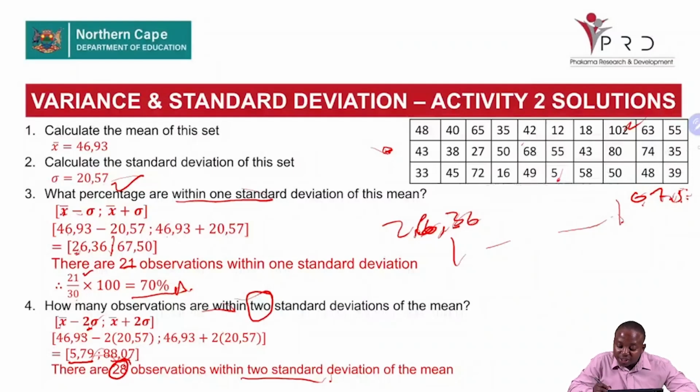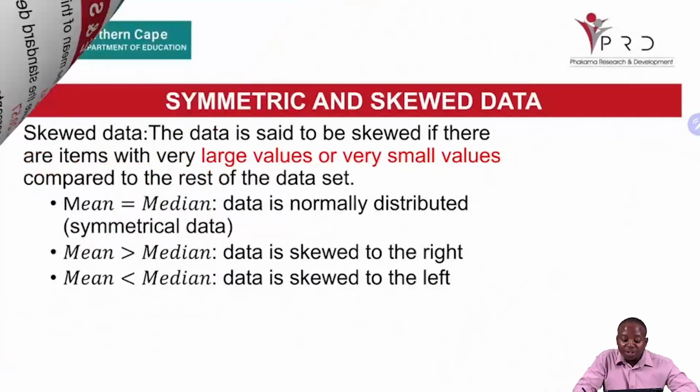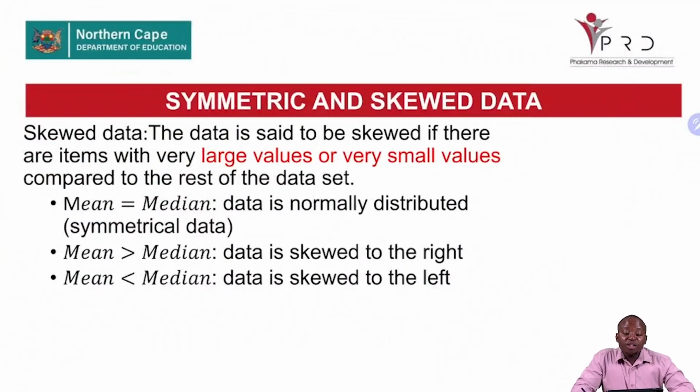Right, so you get that one. I'm just looking for the one above 88. So you'll just find it there. So the remaining 2 are the ones that are not within the standard deviation. So that's how we are finding these calculations. Right, now let us move on.